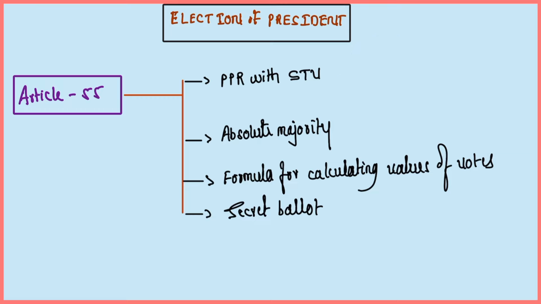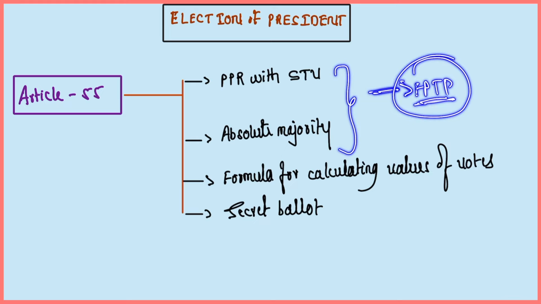The second important thing given in Article 55 is that the president must be elected with an absolute majority. Absolute majority means anyone who is finally elected as president should have received more than 50% of the total votes polled. These two things make the president's election different from the first past the post system. I will explain how in a later part of the video.